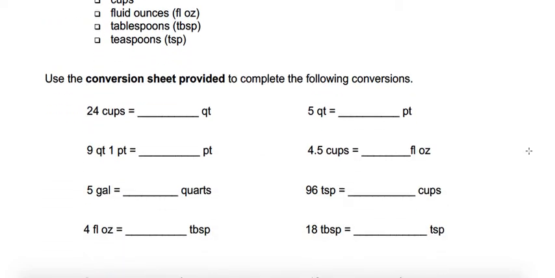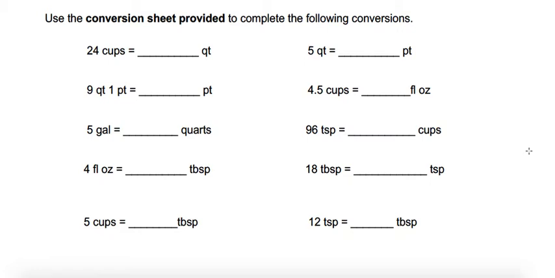So again, we're going to use the same conversion chart. When we look at our chart in terms of capacity, again, same strategy. We want to find the unit that we are converting from along the left-hand side of the chart, and the unit that we're going to along the top, and then find that appropriate conversion, whether we're multiplying or dividing.